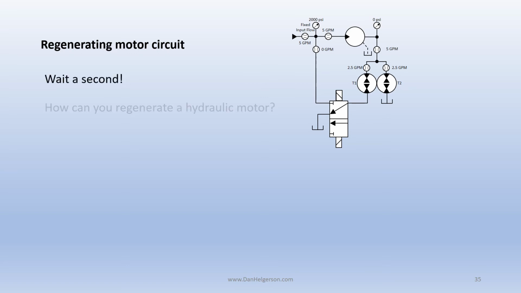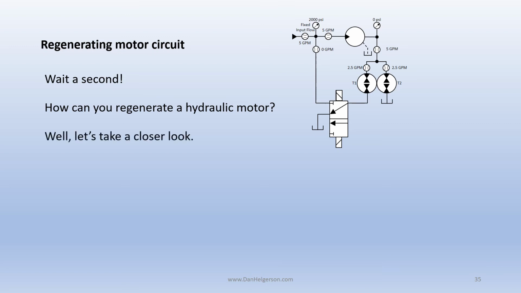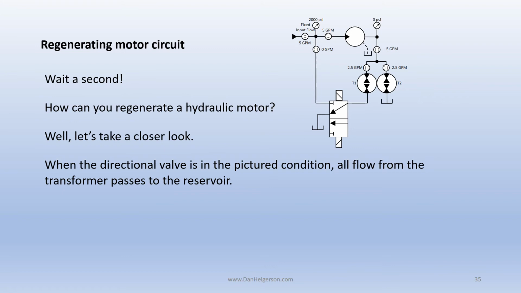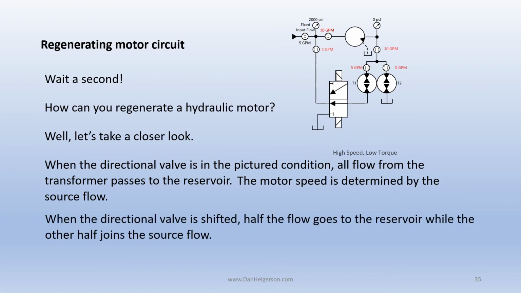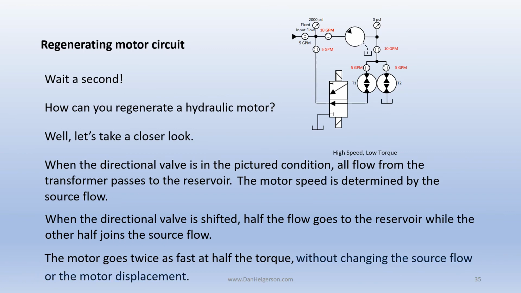Wait a second. How can you regenerate a hydraulic motor? Well, let's take a look. With the directional valve in the pictured condition, all flow from the transformer passes to the reservoir. The motor speed is determined by the source flow. When the directional valve is shifted, half the flow goes to the reservoir while the other half joins the source flow. The motor goes twice as fast, but at half the torque, without changing the source flow or the motor displacement.